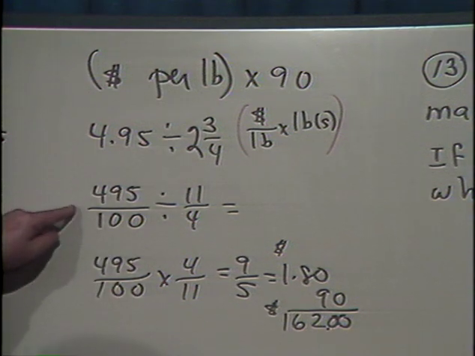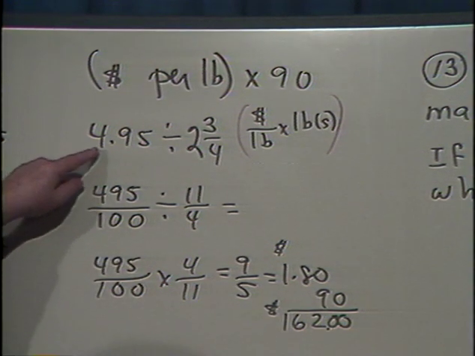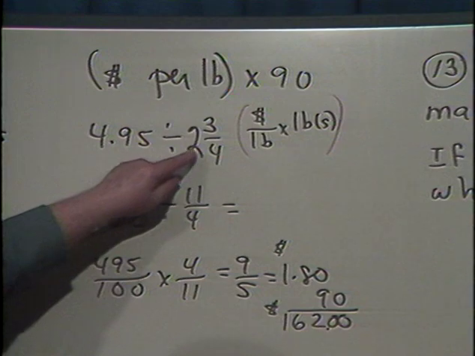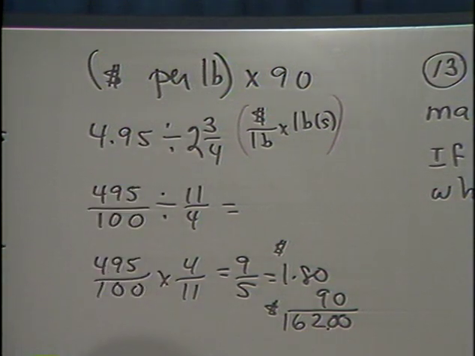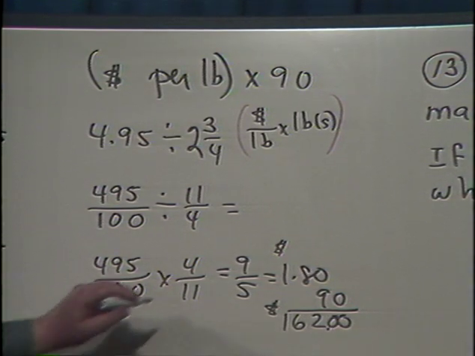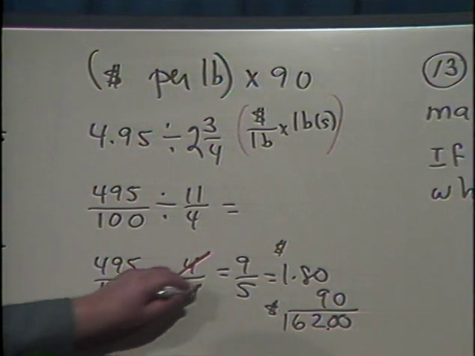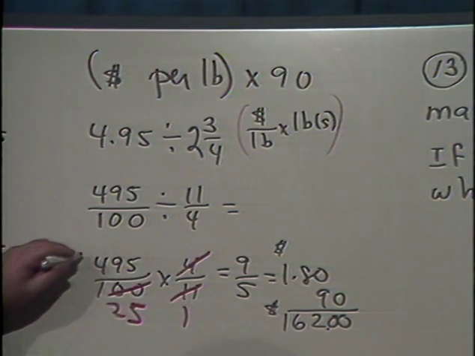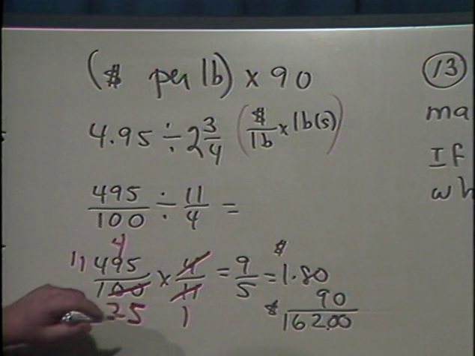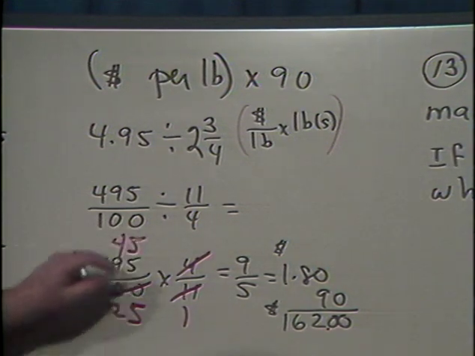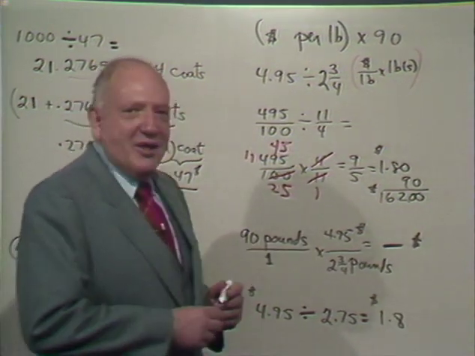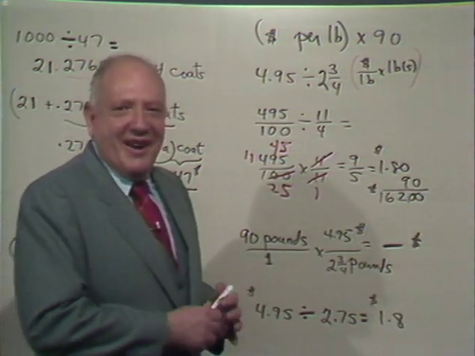But if you want to do this from a completely mechanical point of view, all you say is 4.95, without the decimal point, that's 495 over 100. 2 3/4 is 11/4. How do you divide? You invert and multiply. So the problem becomes 495 over 100 times 4 over 11. 4 goes into 100 25 times. 11 goes into 495 45 times. Then 5 goes into numerator and denominator. The answer is 9/5. 9/5 what? 9/5 dollars per pound. Oh, it's hard being a superstar.